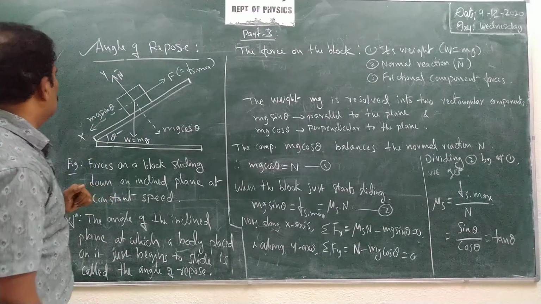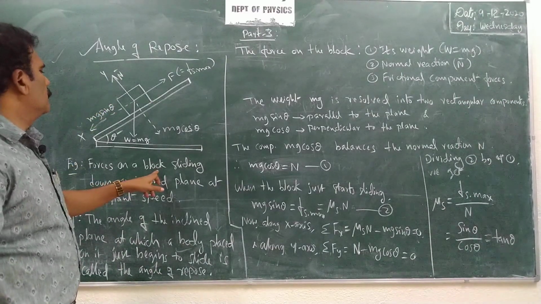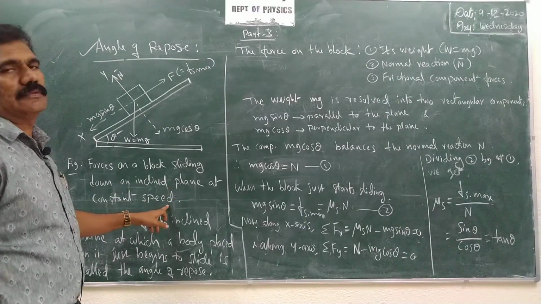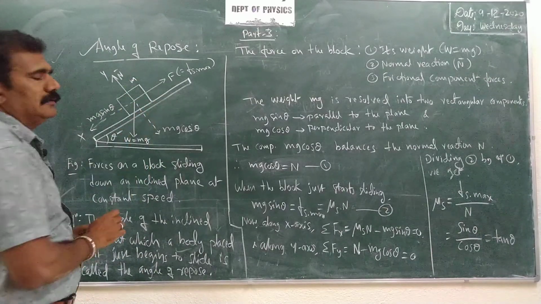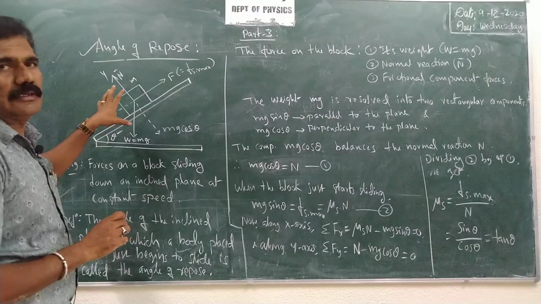Now look at the diagram. Forces on the block sliding down an inclined plane at constant speed. That means if you have a mass m on an inclined plane, what are the forces acting on the body? That diagram we can understand here.